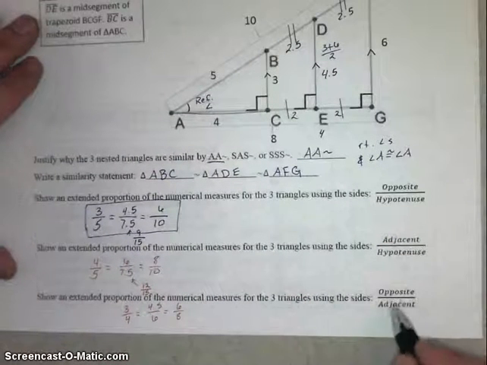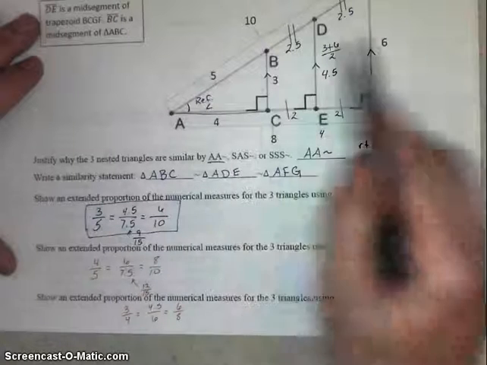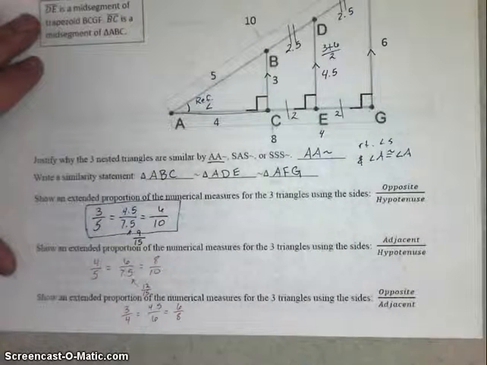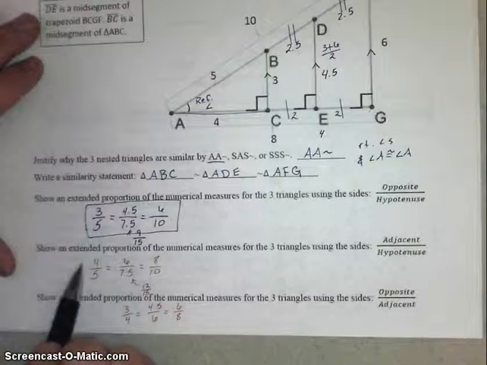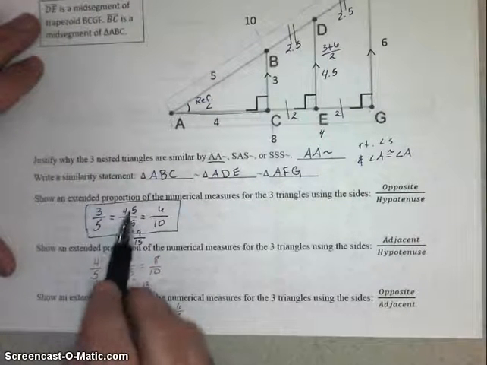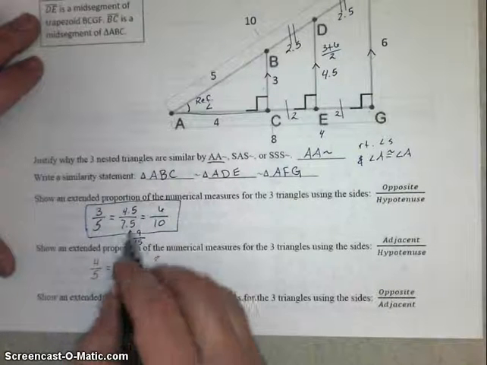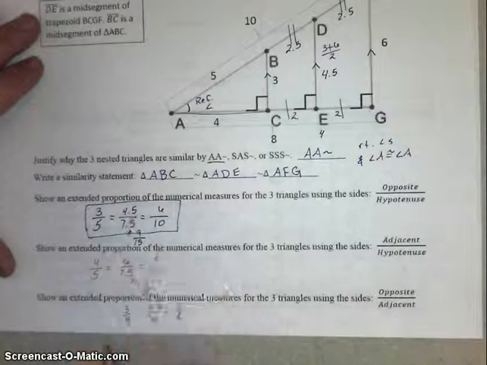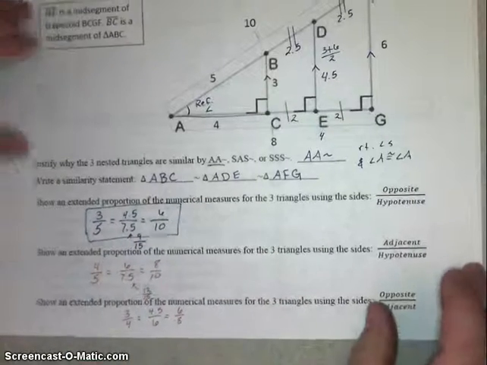And then lastly, we have the ratio opposite over adjacent, and that's where we're going to take the opposite leg lengths and compare those to the adjacent leg lengths. So going back, our opposite first time around was 3, our adjacent was 4, so we get 3 over 4. Then we had 4.5 over 6, and then 6 over 8. And so we get those ratios.